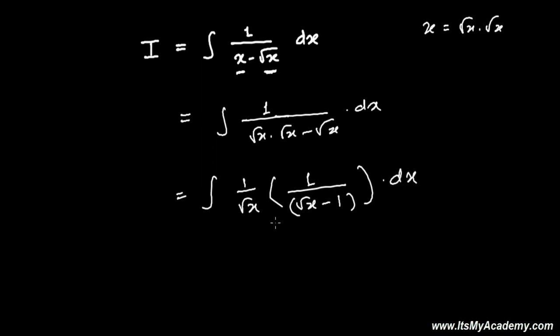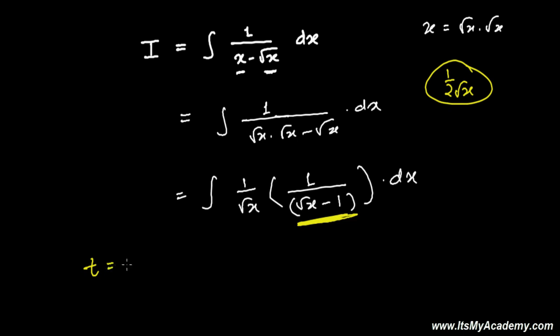And why I did so: because I know that the derivative of root x is 1 by 2 root x. This 2 is not present here, but you can make it present by dividing by 2 and multiplying by 2. That's not a big issue. So now we'll simply take this quantity as t.